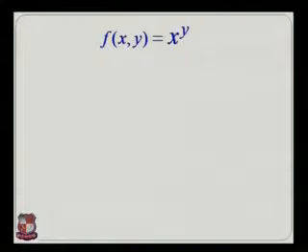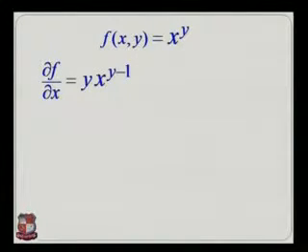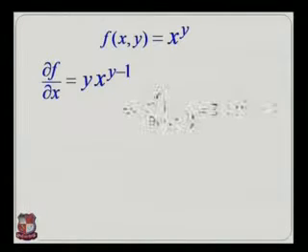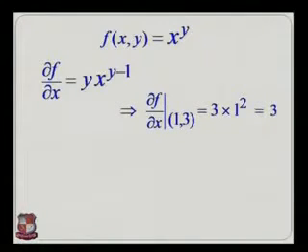f is given as x raised to y, a function of x and y. We take the derivative with respect to x first, meaning y is a constant because we take the partial derivative. So, the derivative of x raised to y with respect to x is y times x raised to y minus 1. Now, we put x equal to 1 and y equal to 3, so this is equal to 3 into 1 squared, that will be 3.